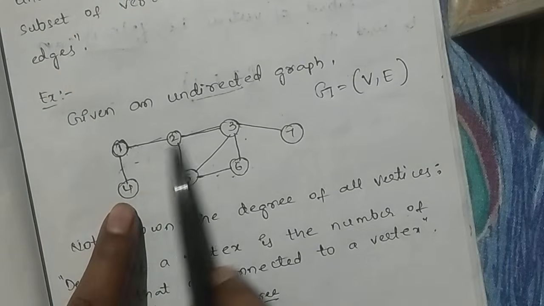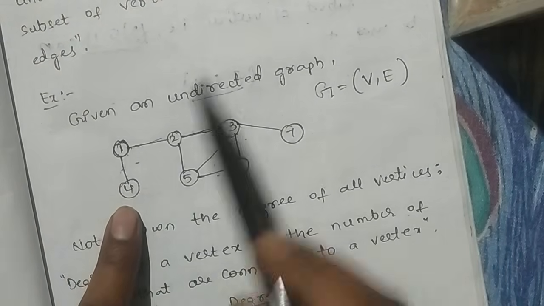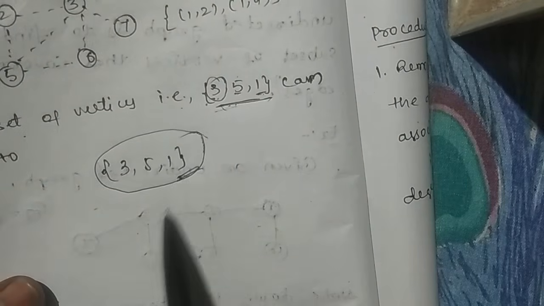How many vertices are there? Totally 7 vertices are there, but we have selected the subset like this: 3, 5, 1. So this is the solution of the vertex cover problem.